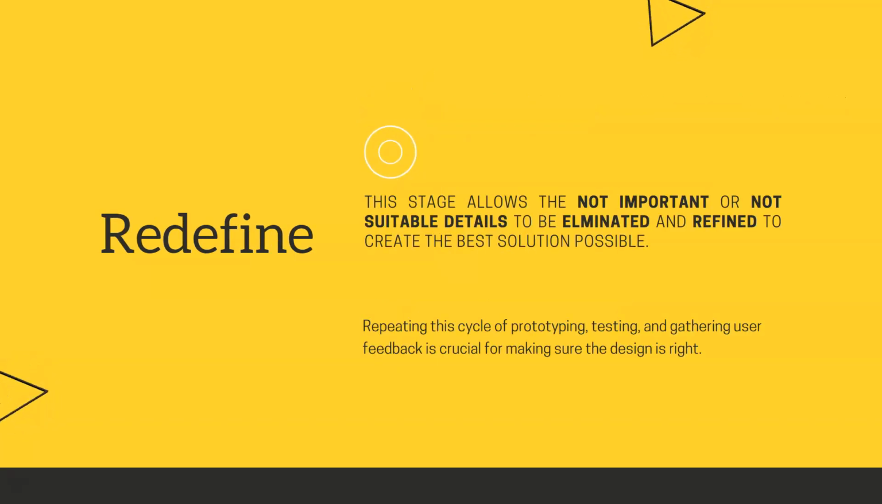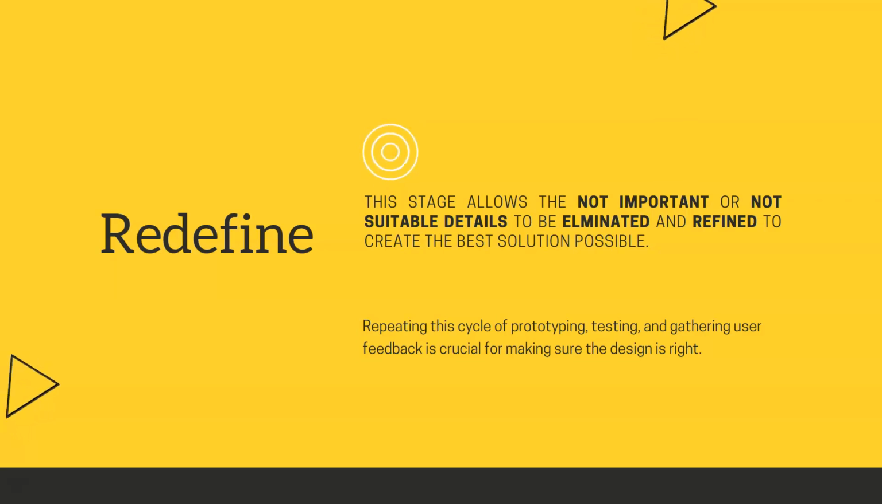And finally, in this stage, we redefine the solutions. This stage allows the not important or not suitable details to be eliminated, and we refine to create the best solution possible. You want to see what real people think about your idea. This stage allows all details which are not suitable to solve the problem to be eliminated, and we can refine it to create the best solution possible.